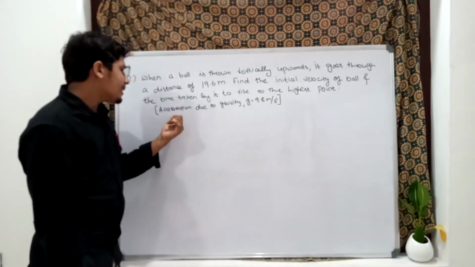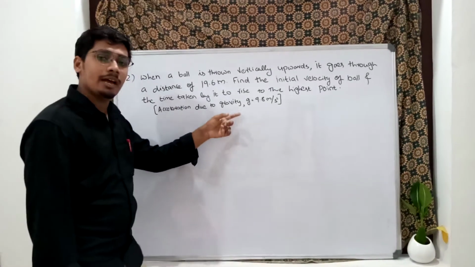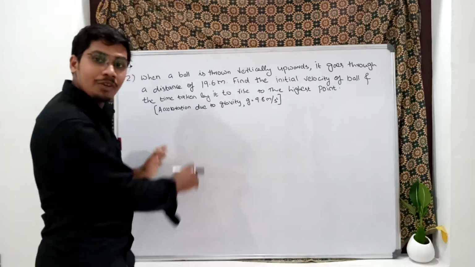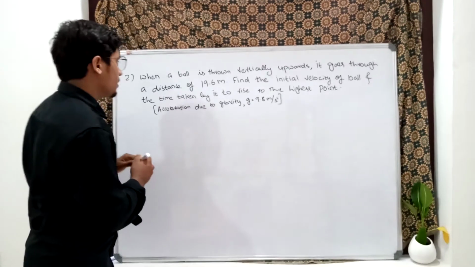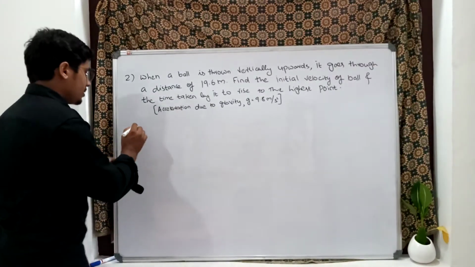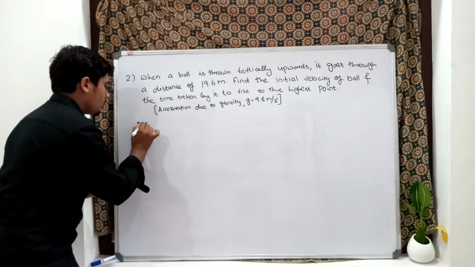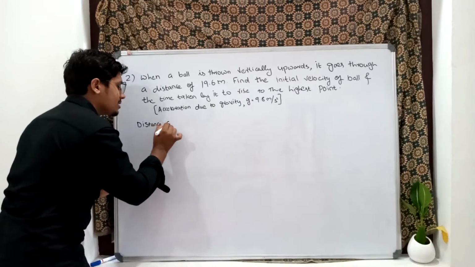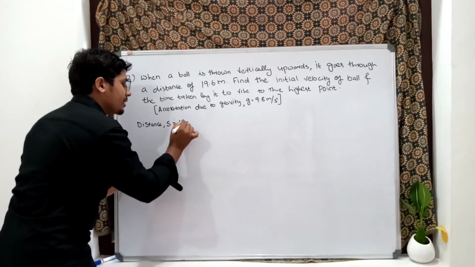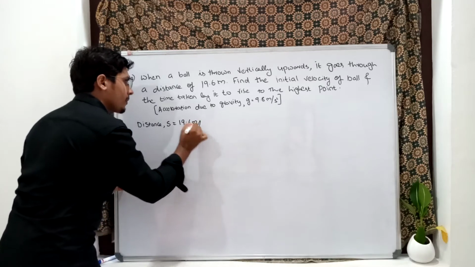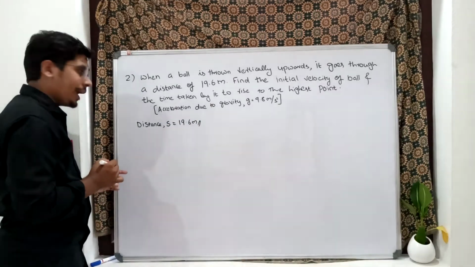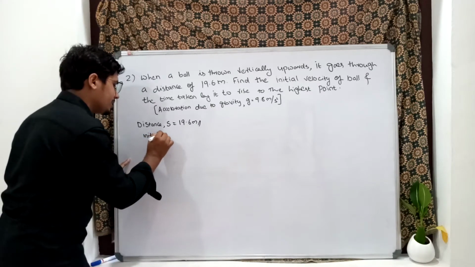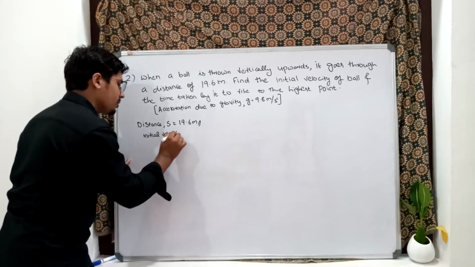The data given here is acceleration due to gravity g equal to 9.8 meter per second square. First of all, we have to list out the given data here. My dear friends, please look here. It is given the ball has gone to a distance or highest point. Let me denote it by s equal to 19.6 meter. So we have to find the initial velocity u.